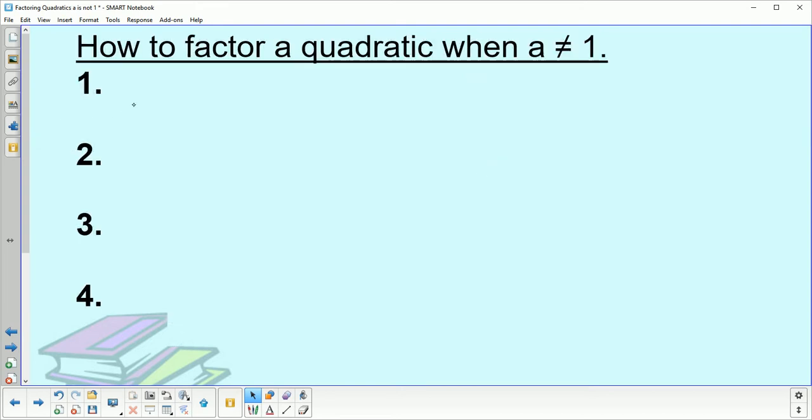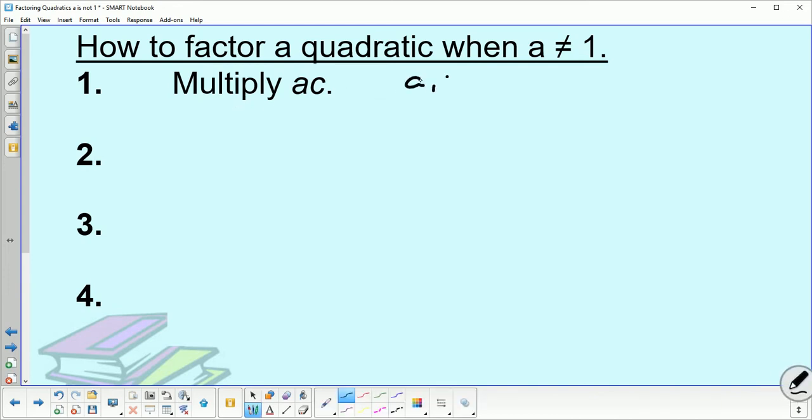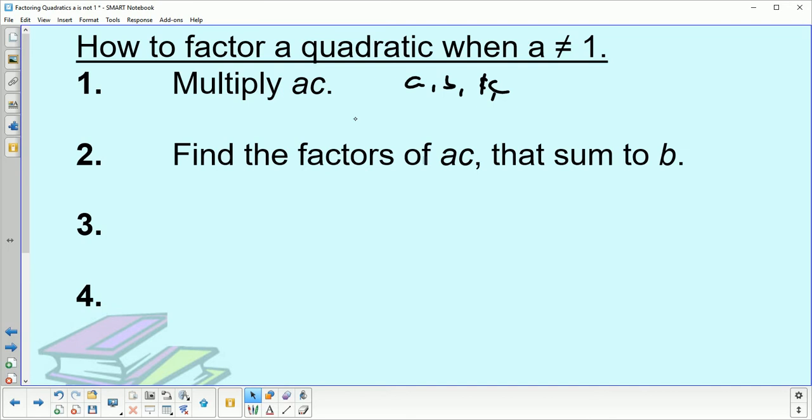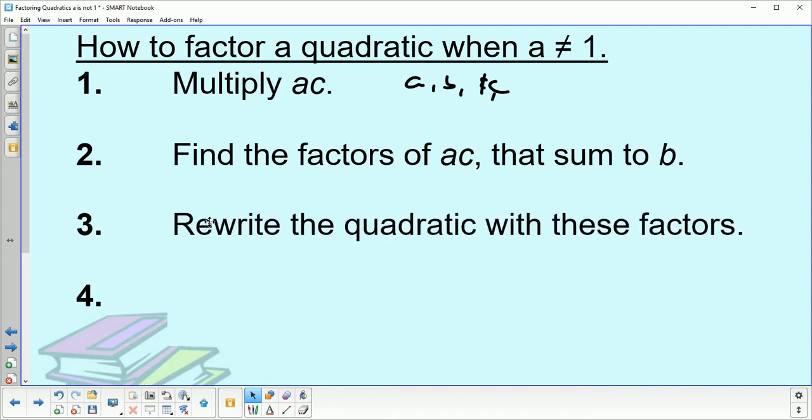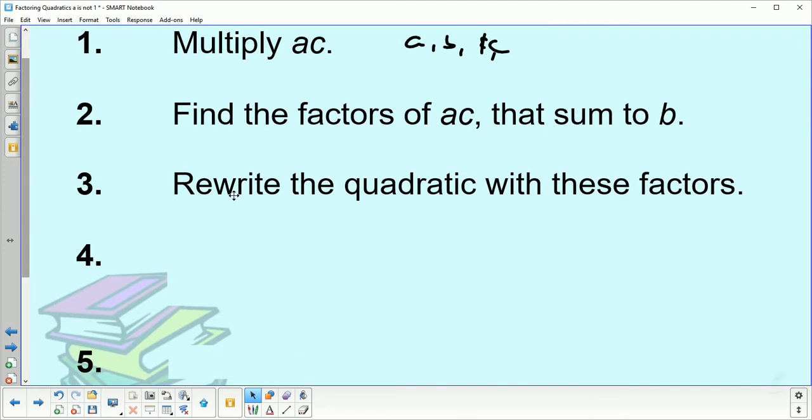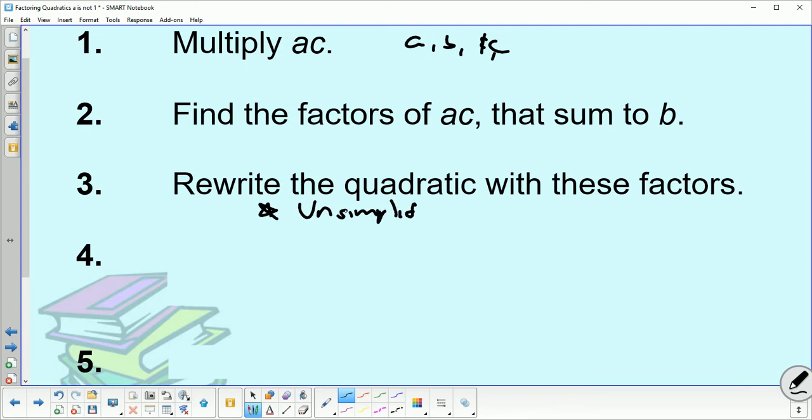So the steps for this, we're going to start by multiplying A times C. So it may even help you to find A, B, and C. There we go. And we're going to multiply A times C. We're going to choose the factors of that from step 1 that add up to B. Okay, remember, factors are two numbers that multiply. We're going to rewrite the quadratic with these factors. So one thing here you may want to add to this is that we are essentially going to unsimplify. Okay, we're going to unsimplify that so that we can then, in the end, simplify again.